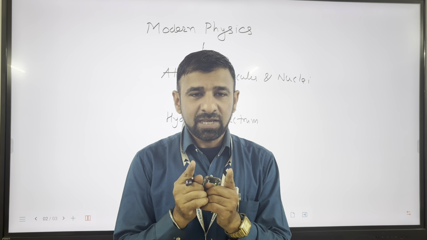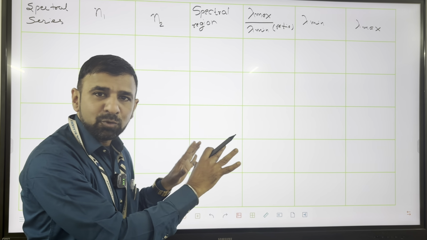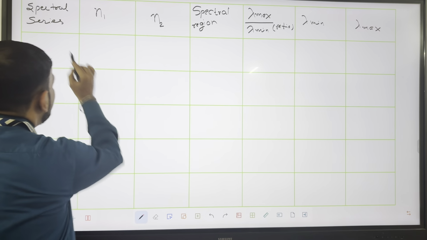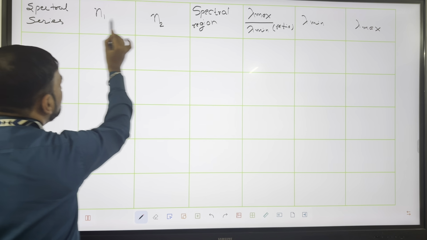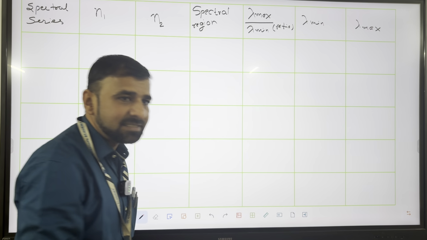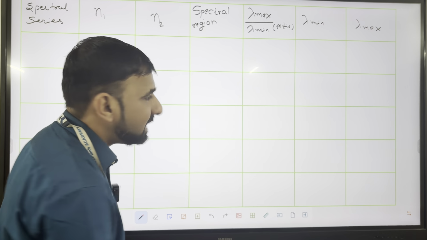But for this you should remember that table and you should practice it a lot. Okay, so let's go for that. So this is the table I am going to discuss with you. As you might be seeing, there are 7 columns and 6 rows. Each column I am going to discuss with you.